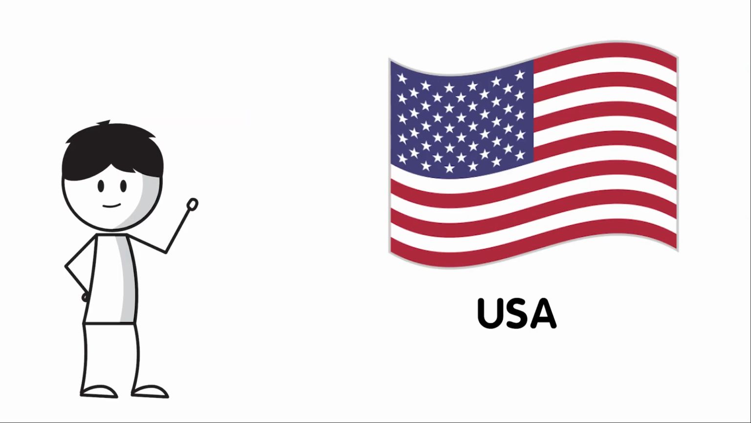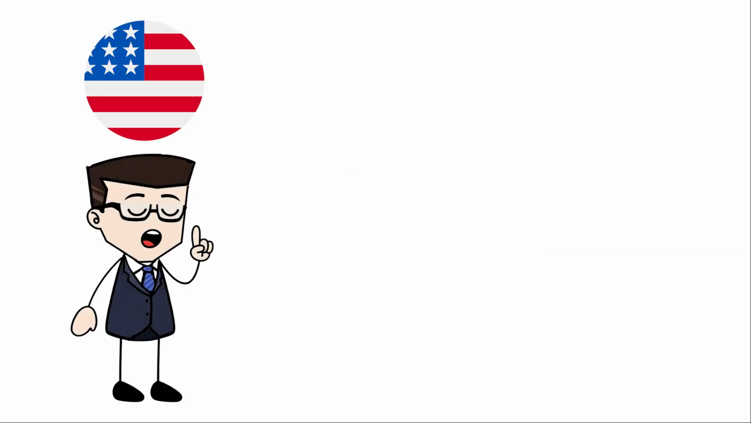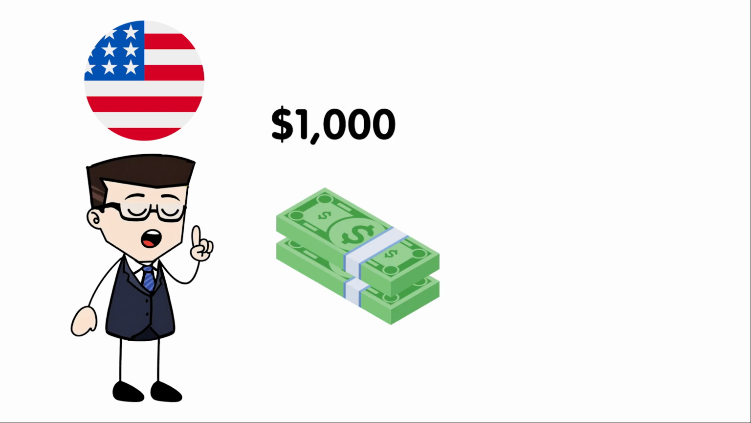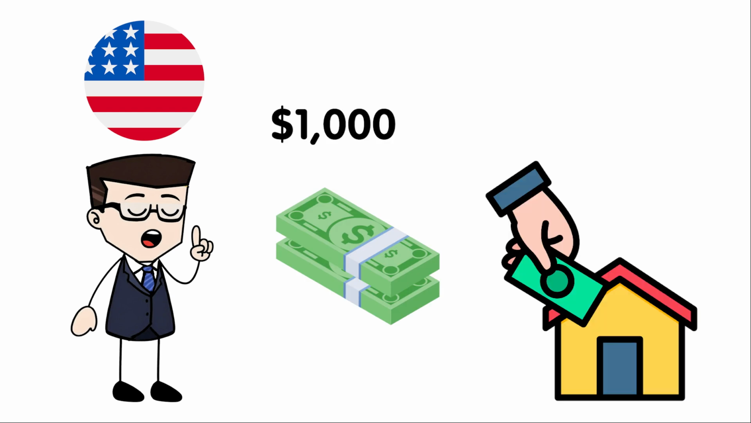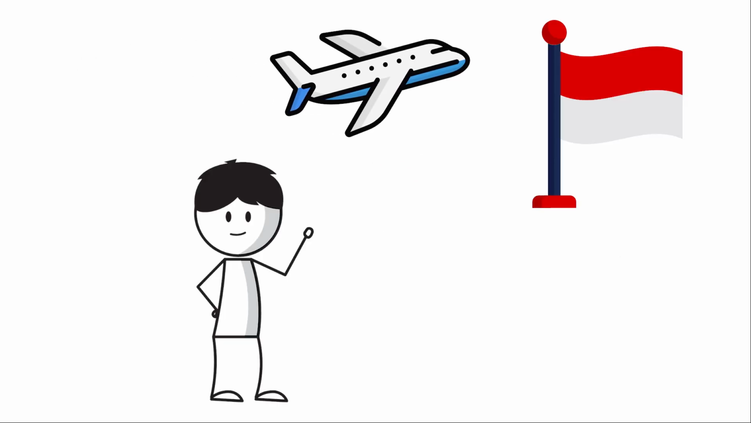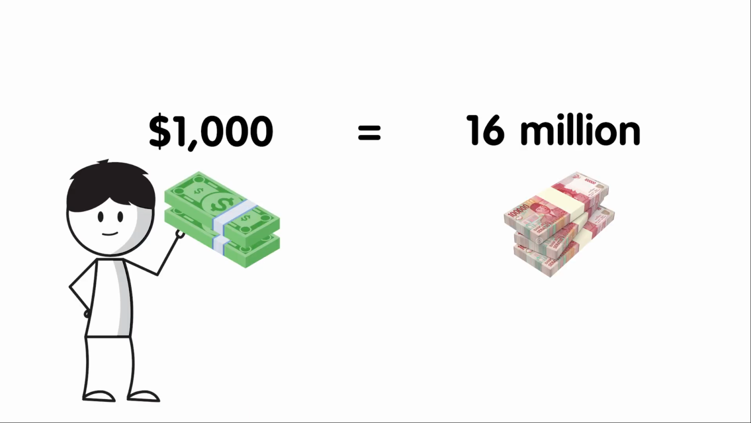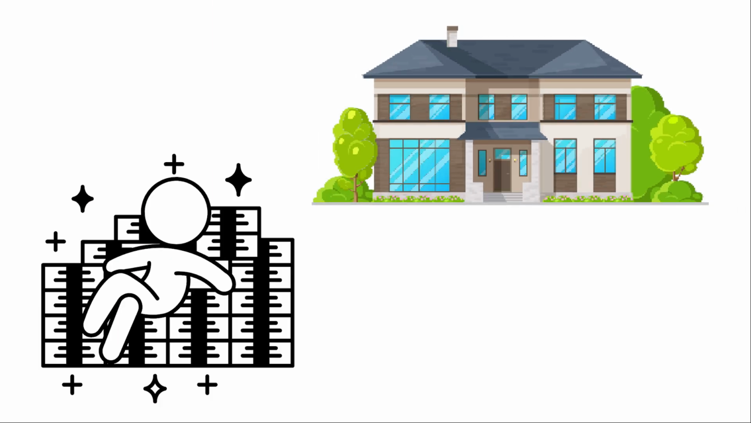Alex lives in the US, where he uses dollars every day to buy coffee, get gas, and pay rent. In the US, Alex's $1,000 is only enough to pay rent for a small house for 1 month. But now, Alex decides to visit Indonesia. With that same $1,000, he gets 16 million rupiah. Now, Alex can live in a luxury house and really enjoy life.